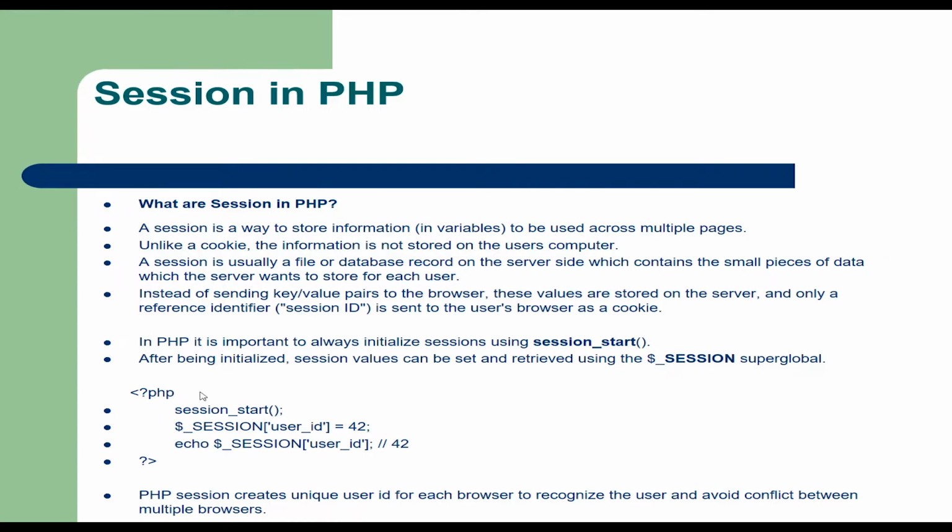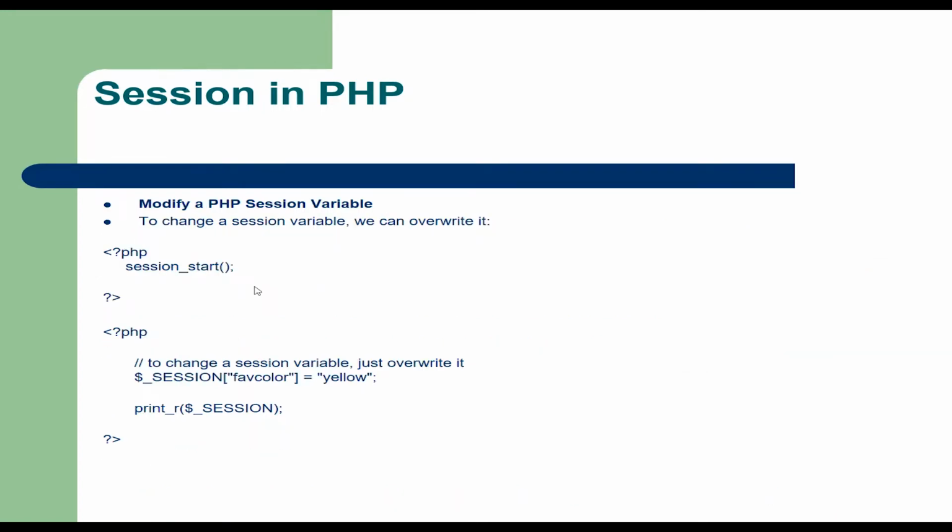In this snippet, we can see how sessions are used. First, on the top of the page, we use the session_start method. After that, the $_SESSION array is used with brackets, and inside the brackets we specify the name of the session, that is user_id, and the value of 42 is assigned to this session. To print out the value of the session, we can use $_SESSION with the name. If we want to modify a session value, we have to use session_start on the top of the page. We can assign a new value to overwrite the existing value.